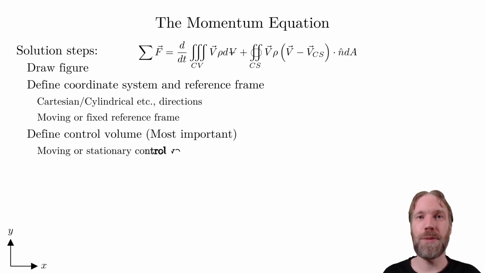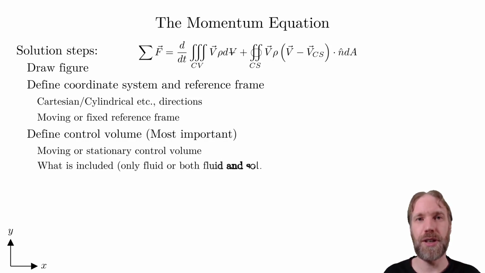For the control volume, we should choose if it's moving or stationary. Remember that the speed of the control volume has to be given in your chosen reference frame. You have to choose what's included in the control volume. The equation itself doesn't care if it's mass or a solid, so you can let solids be a part of the control volume, or you can let them be external forces, as in our recent case with the submerged body.